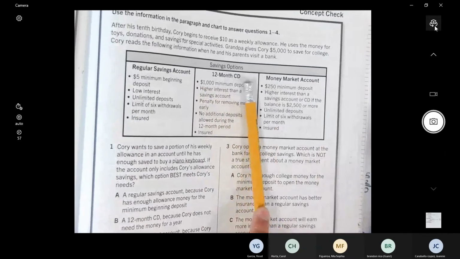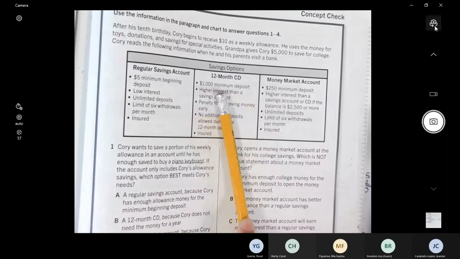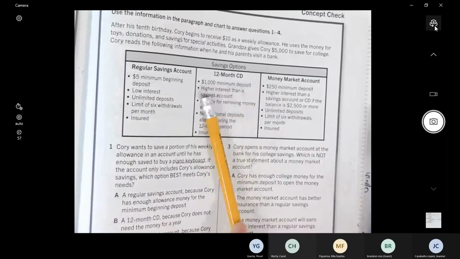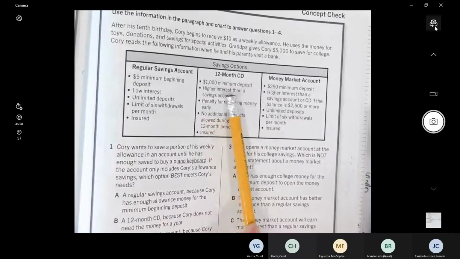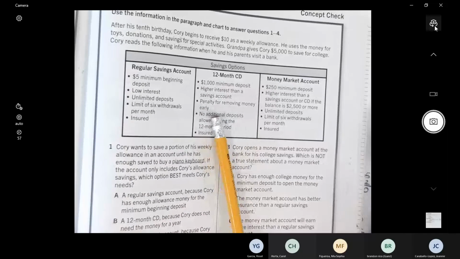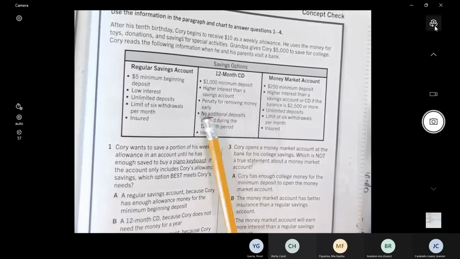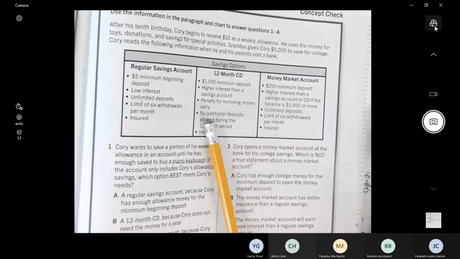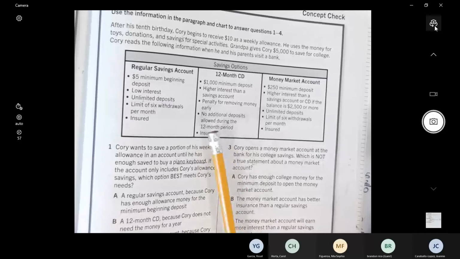12-month CD. $1,000 minimum deposit. Higher interest than a savings account. Penalty for removing money early. No additional deposits allowed during the 12-month period. Insured.